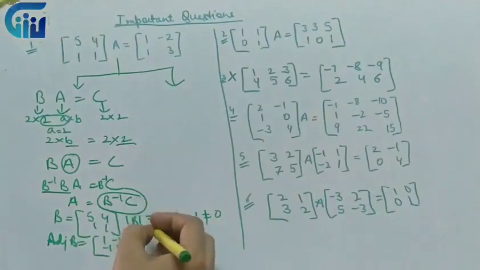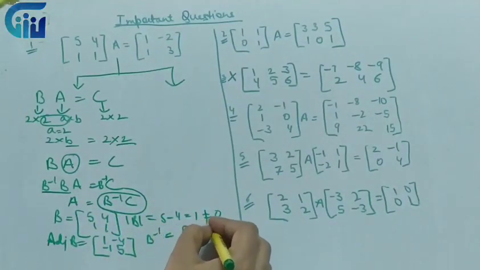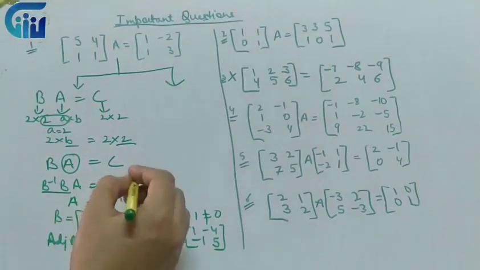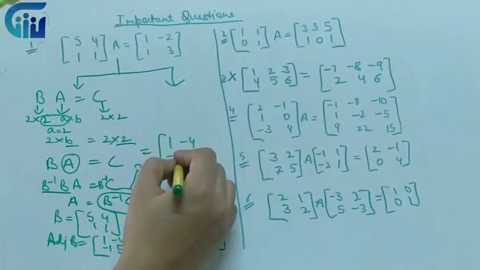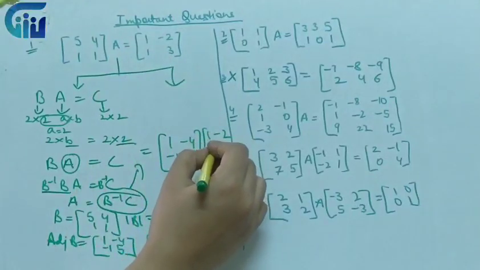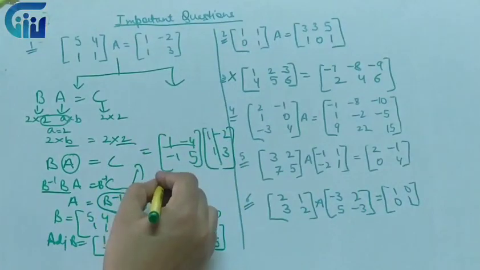Now to find the inverse, what do I do? To find B inverse, I will divide this by this. So it is 1, minus 4, minus 1, 5. So that is my B inverse. Now to find A, what I will do? I will multiply B inverse, which is 1, minus 4, minus 1, 5, with C. What is C? 1, minus 2, 1, 3. So I can multiply it. How do we multiply? Like this. So what I will get?